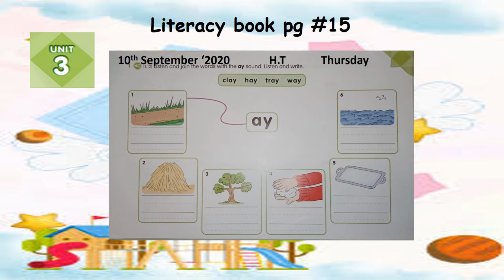Listen and join the words with the A sound. Listen and write. 1. Way. 2. Hey. 3. Tree. 4. Clay. 5. Tray. 6. Sea.